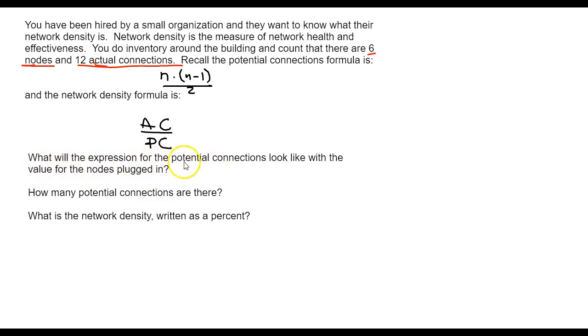What will the expression for potential connections look like with the value for the nodes plugged in? Well, they gave us 6 nodes, and we're going to replace n, which stood for nodes, with 6, so we end up using it 2 times. Since it just wants to know what it will look like, we're not solving yet. That will be a later question.